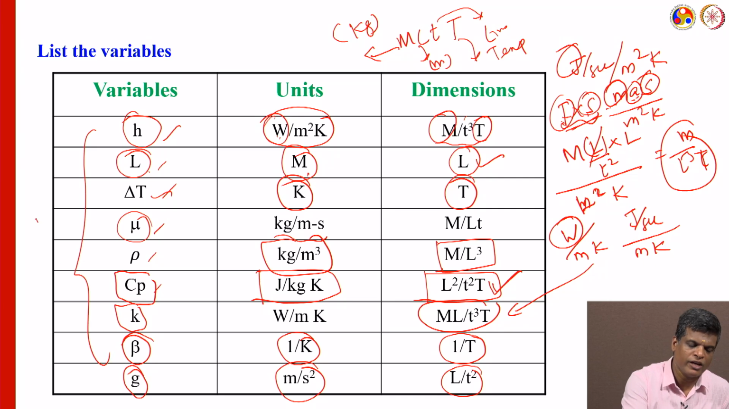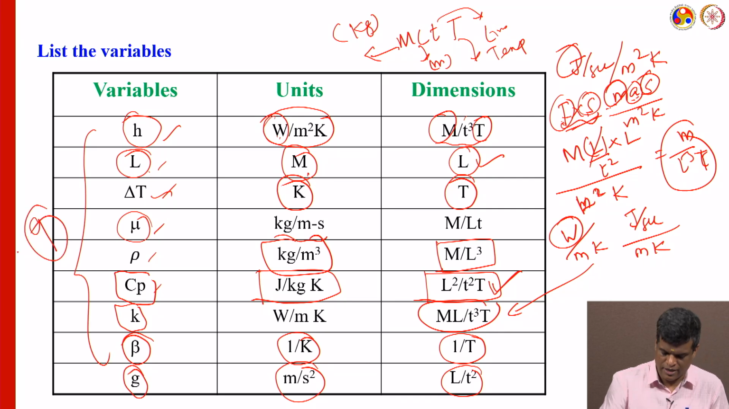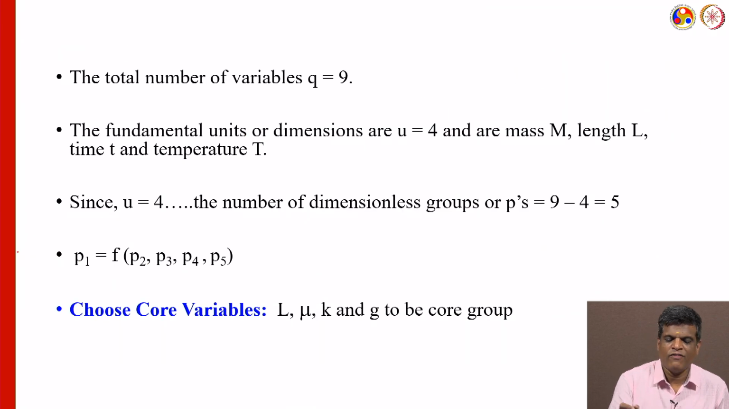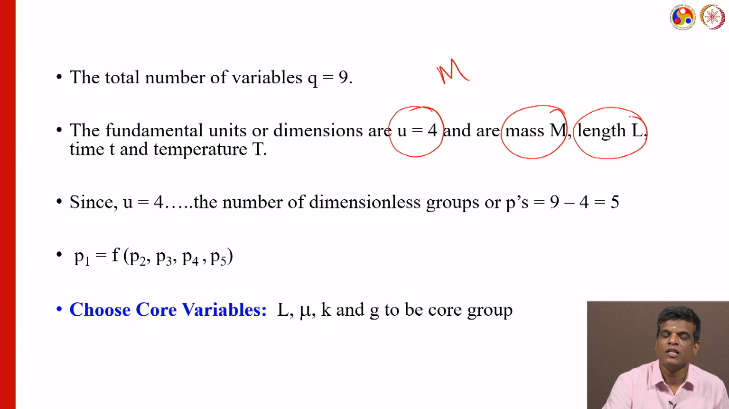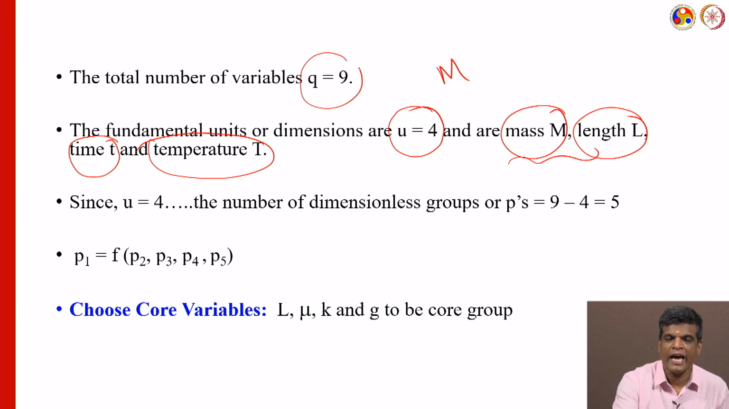So we have 9 variables here, but what is the fundamental dimension unit? It is equal to 4. What is the 4? Mass M, length L, time T, and temperature, which is a small t, the capital T. So totally the fundamental dimension units are 4, but the variables are 9.